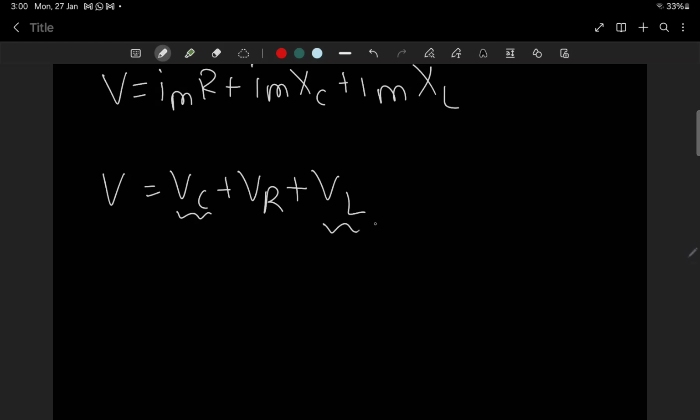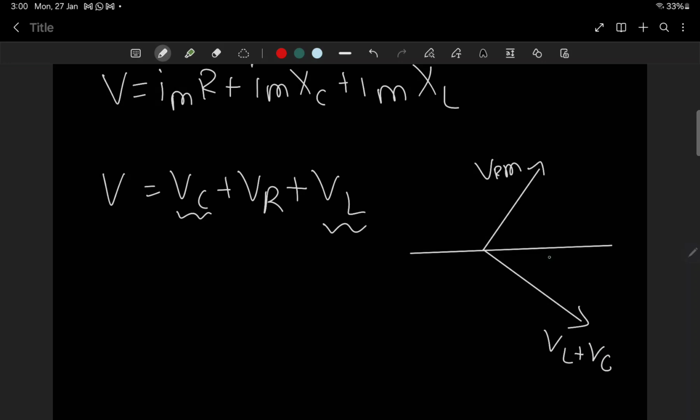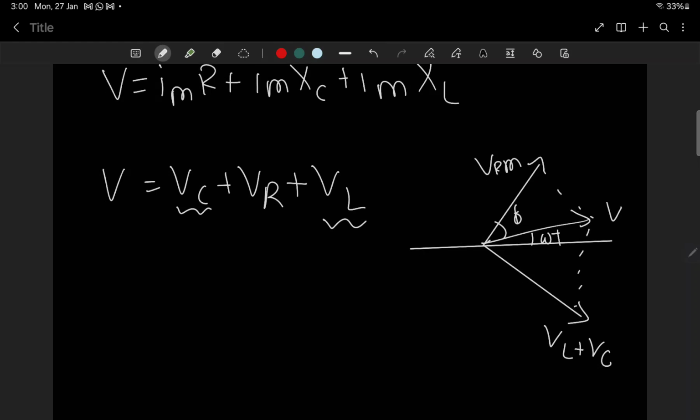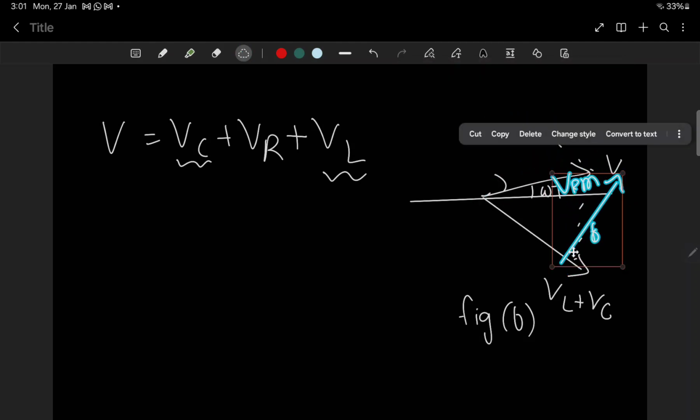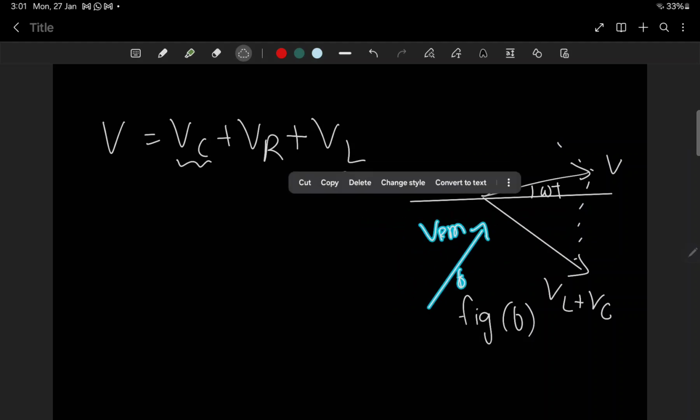You know that Vc and VL are in the opposite direction, so they can be combined into a single phasor which has a magnitude Vcm minus VL. If I am drawing a new phasor diagram, this is resistance Vrm, and this will be the new one for VL plus Vc. This will be the phase difference phi between omega t and V. Okay, so we drew something like this. So therefore, from figure B, we can take this Rm and keep it like this.